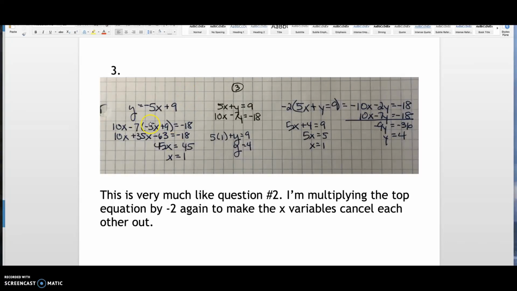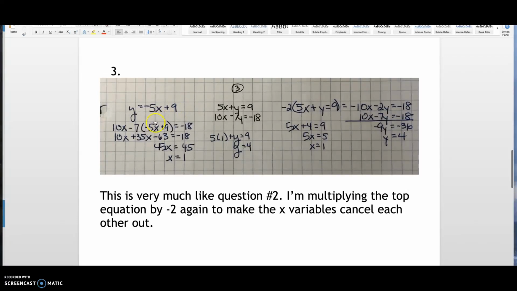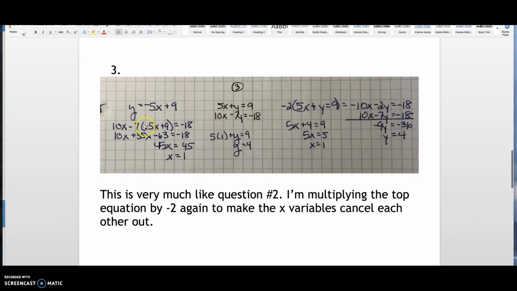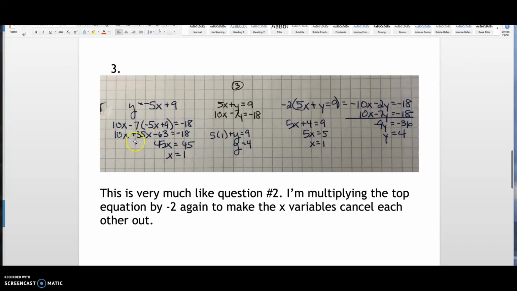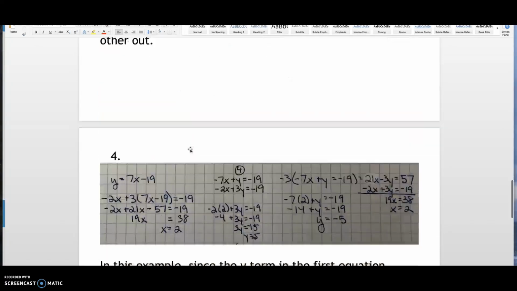Over here, I use substitution. In the top part, I rearranged this equation to y equals, which got me to negative 5x plus 9. I then substituted that here. I rewrote my second equation here, and instead of writing y, I wrote negative 5x plus 9. I then distributed negative 7 to both terms inside the parentheses, and I got 10x plus 35x minus 63 equals negative 18. 10 plus 35 is 45x. I add 63 to both sides. That got me to 45x equals 45, and that makes x equals 1.